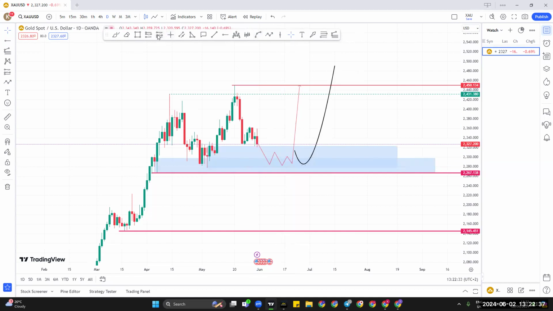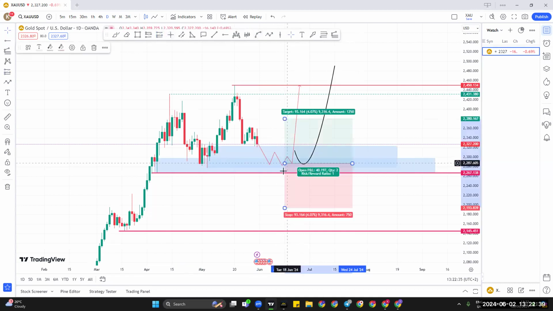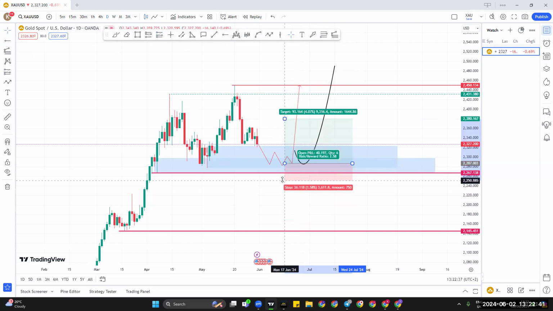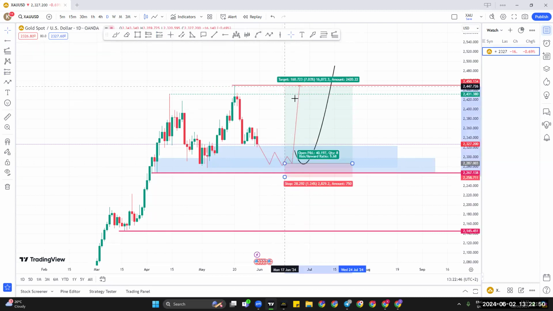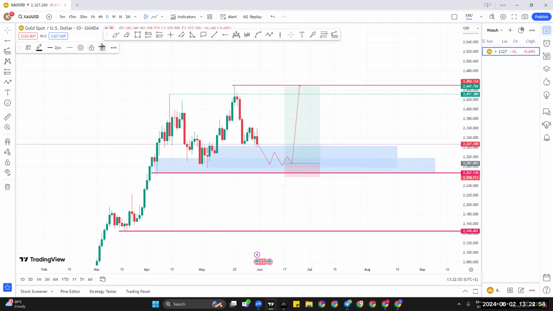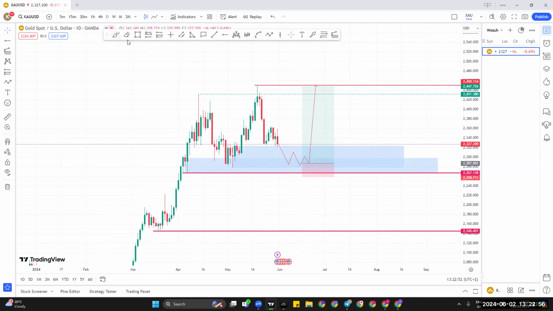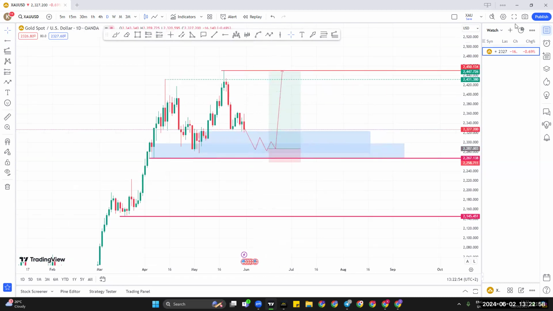So this is what the trade would look like. A buy right like that. Stop loss just below that zone. Then look to TP up there, which is the current trade that we're looking at. Right. Let me just take a screenshot.